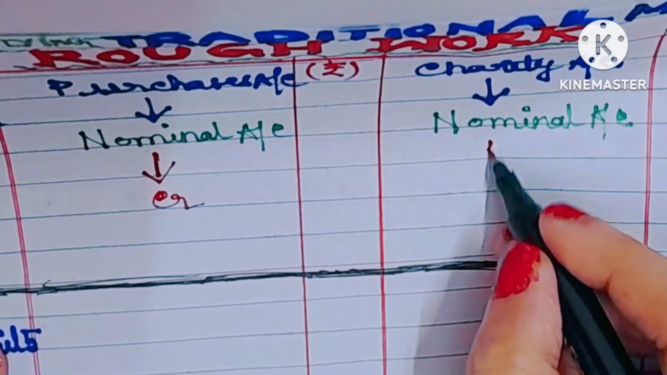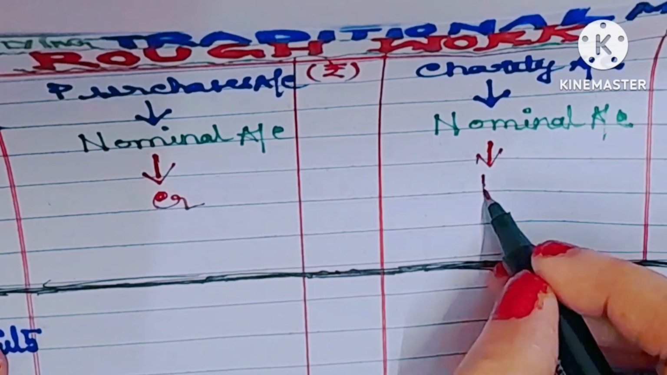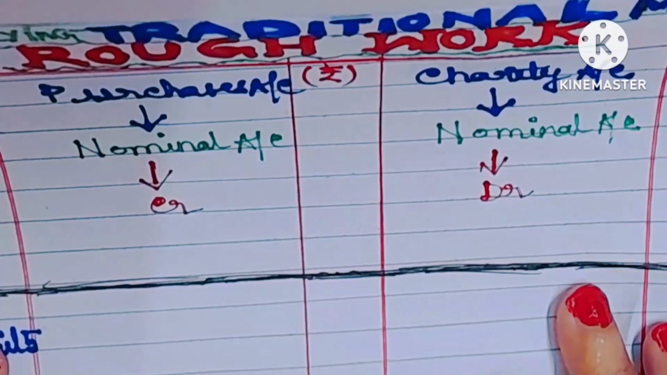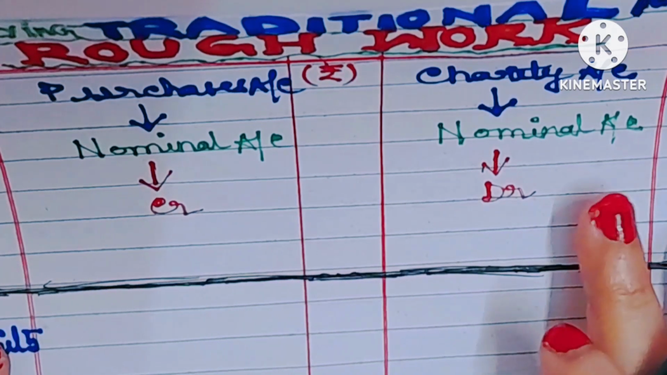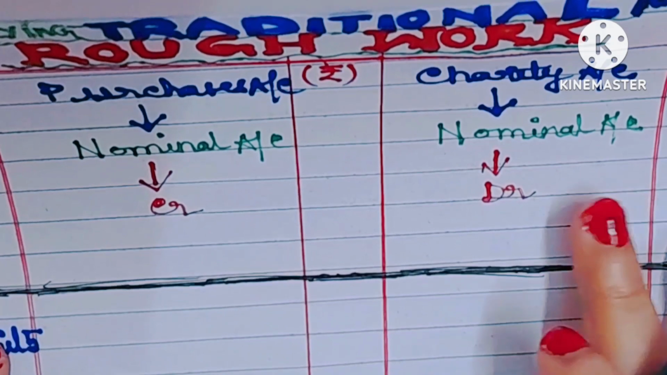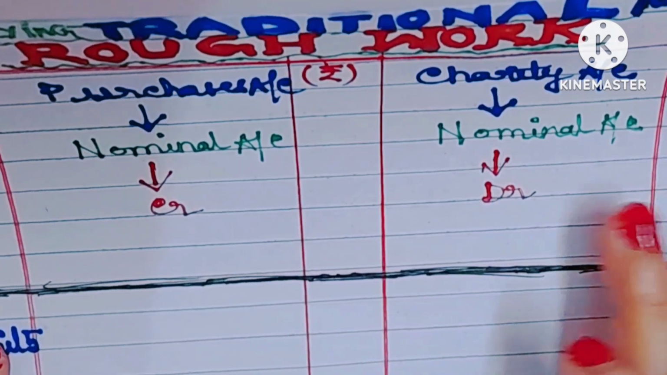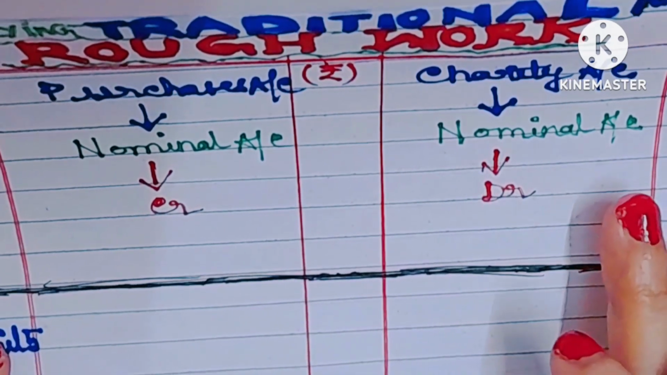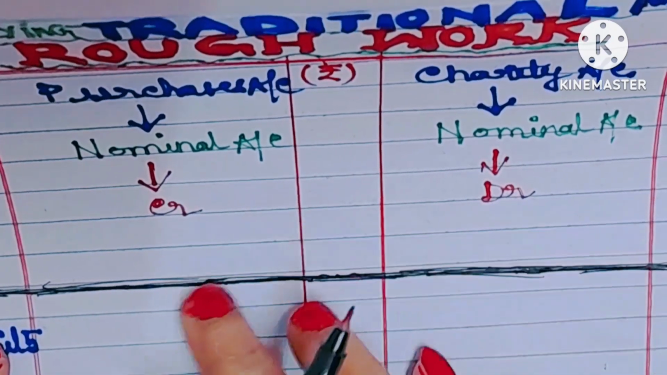And charity account, as I've told you before, should be debit because charity is an expense and charity comes under nominal account. And according to the rule of nominal account, all losses and expenses debit. I've shown you the chart also. So charity account should be debit and purchases account should be credit.